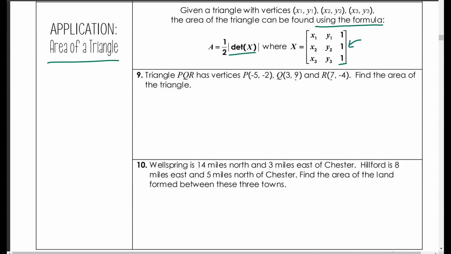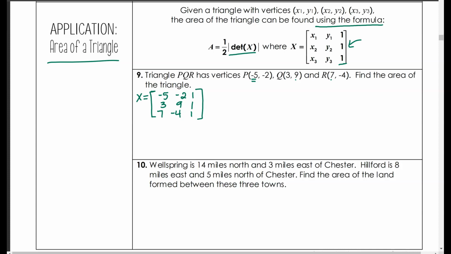Okay. So we want to find the area of the triangle. So the way that we go about doing this is we're going to first build out our matrix. So let's label what our matrix X would be. So our matrix X would be composed of x1 followed by y1. So x1 would be -5, y1 would be -2, 1. Then we would have 3, 9, 1. 7, -4, 1. Here's our matrix.